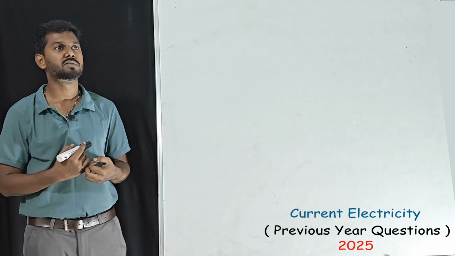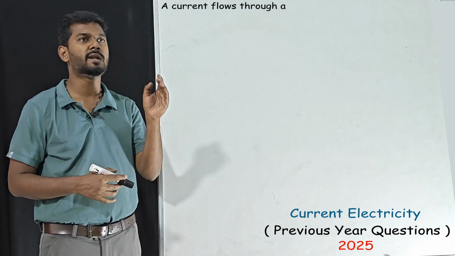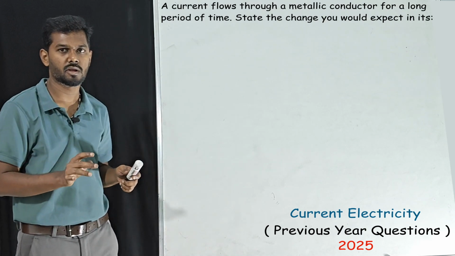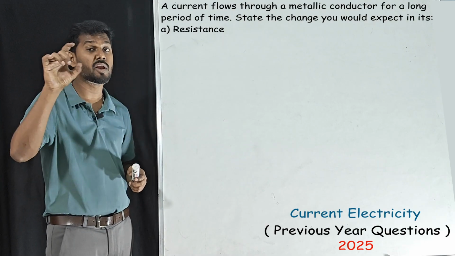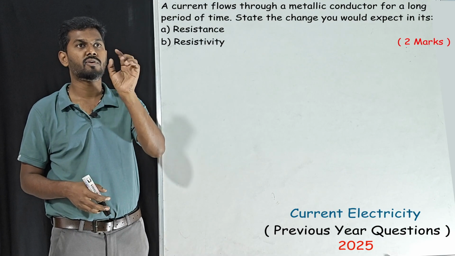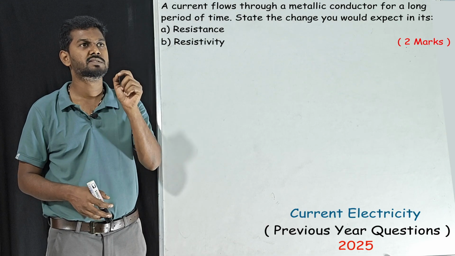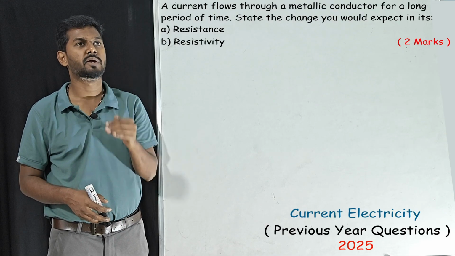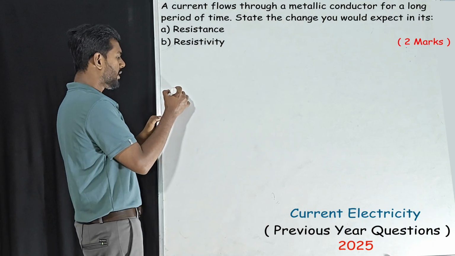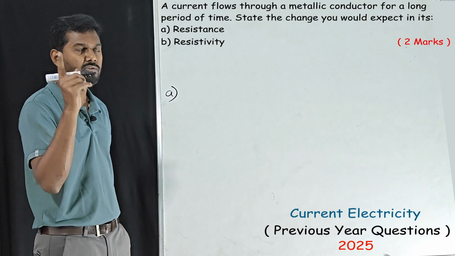Now we'll move on to 2025. A current flows through a metallic conductor for a long period of time. This is very important. Long period of time. Okay. So a current flows through a metallic conductor for a long period of time. State the change you would expect in its resistance and resistivity. First we'll go one by one. Okay, long period of time is important.